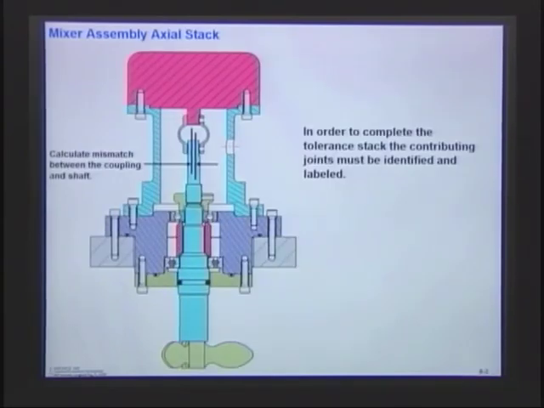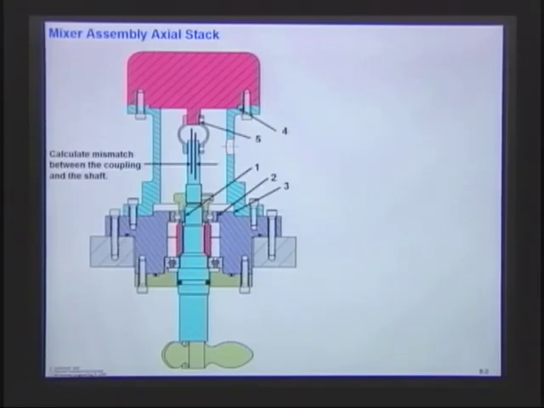Now, in order to complete this tolerance stack, here is a drawing of our part. What we're interested in doing is calculating the mismatch between the coupling and the shaft. We want to find out, with all the tolerances that we had, what's the maximum misalignment that we could have and this part still go together. So we're going to take a look at our drawing here, and what we have to do is see what contributes to that. You notice that contributing factors here are our shaft and our electric motor, right, coming in, and we're looking at that.